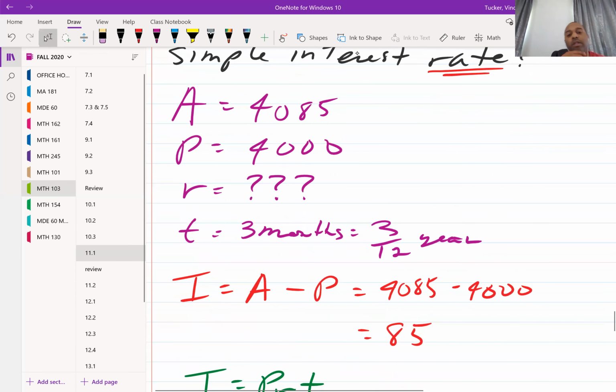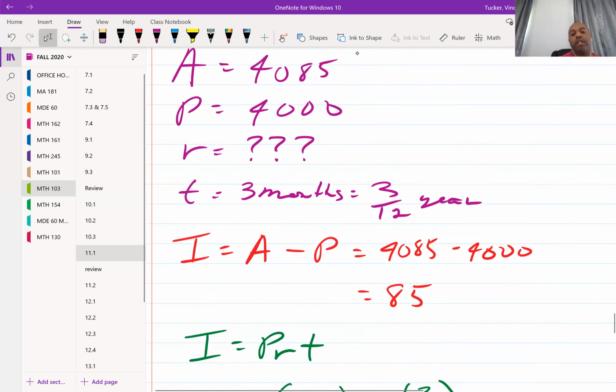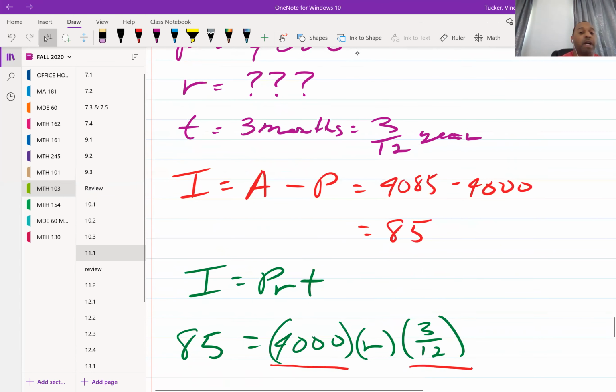All right. One way of doing it is that you can subtract A and P from each other to find what I is, your interest earned. In this case, it'll be $85. 4,085 minus 4,000 is 85. Then you can take I equal to PRT, plug in the values that we do know, and calculate or solve for the value that we do not know.